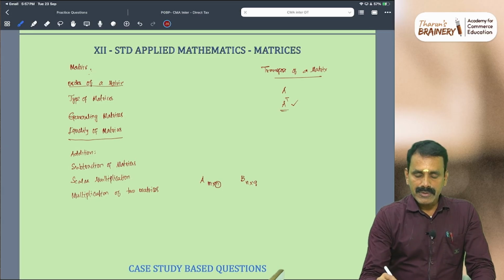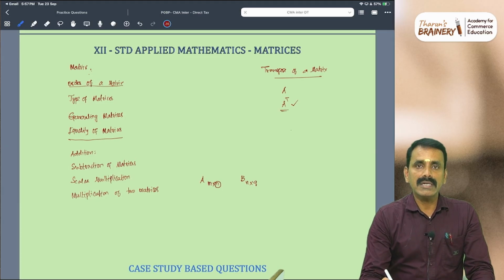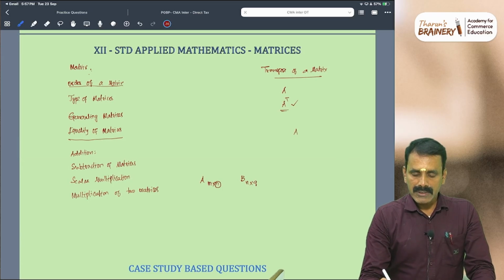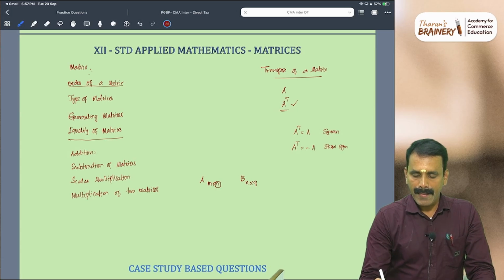Using the concept of transpose of a matrix, we found out symmetric matrix and skew symmetric matrices. What is symmetric matrix? If A transpose is equal to A, then it is called symmetric matrix. If A transpose is equal to minus A, then it is called skew symmetric matrix. Is it clear?